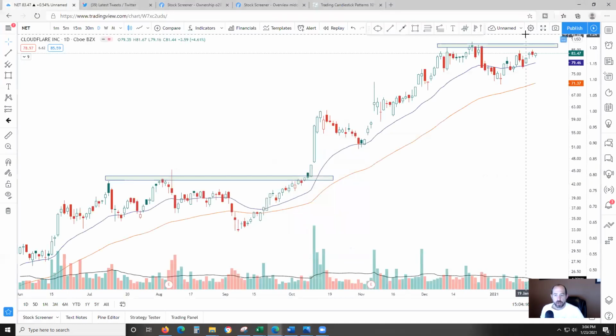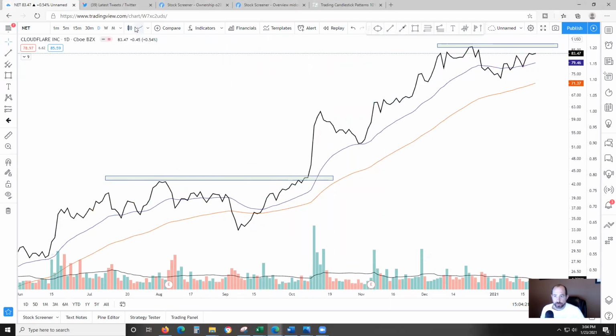Okay. The other type of chart that I use sometimes is a line chart. Sometimes I like to use line charts because they take out all the noise. We're not worried about openings. We're not worried about highs. All we care about is closing price, the last price of the day, and that's what line charts plot for us. And as you see here, it filters out the noise.